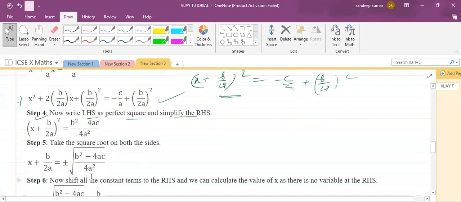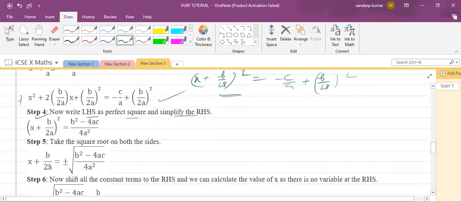Okay, so here take the square root on both sides. We'll get x plus b by twice of a is equal to the square root of b square minus 4ac by 4a square. You can see here, to solve this, minus c by a plus b square by 2a whole square, which is 4a square. Now take the LCM. LCM of a and 4a square is 4a square.